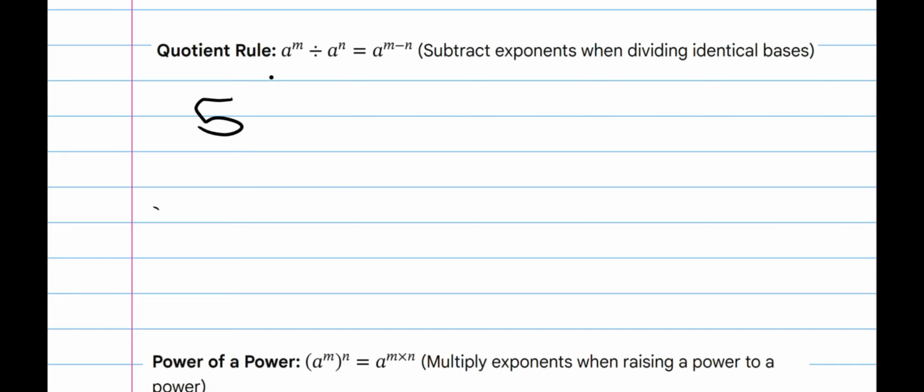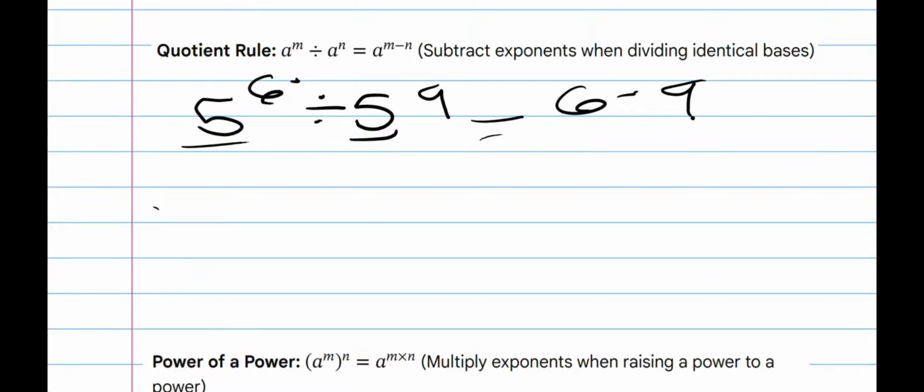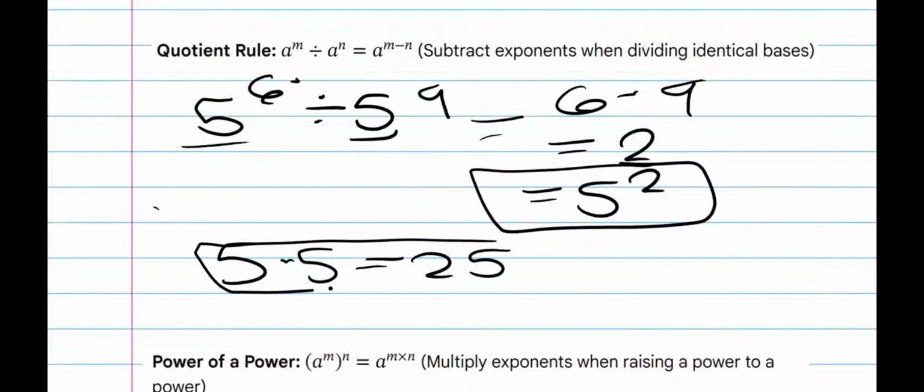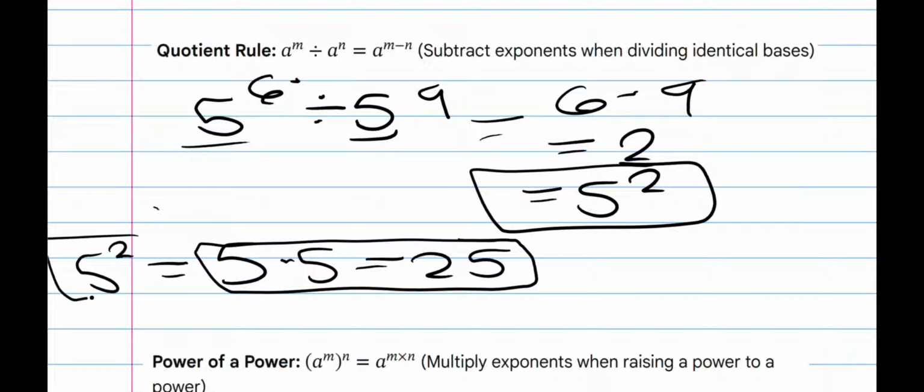5 to the power of 6 divided by 5 to the power of 4. Since we have the same base, we can just subtract the exponents from each other. So that would be 6 minus 4, you would get 2. So the value would be 5 squared. Or if we expand that, 5 times 5 is equal to 25, because 5 squared is equal to that. That's all you need to do there. It's very simple.